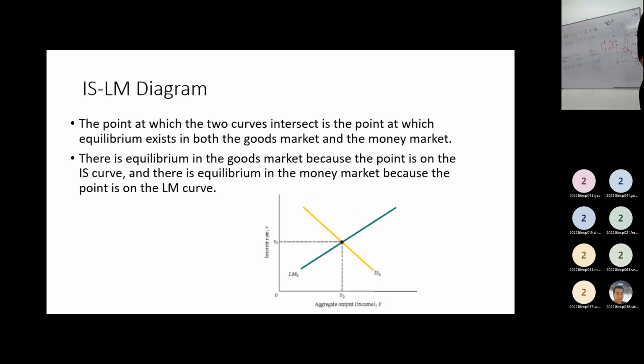Any questions on this ISLM curve? Do you have any questions? The IS curve represents the goods market, the LM curve represents the money market. The place where both of them meet is called the macroeconomic equilibrium. Okay.